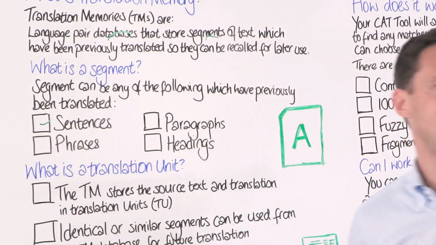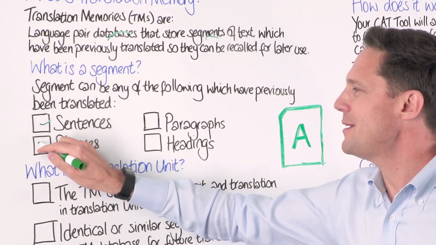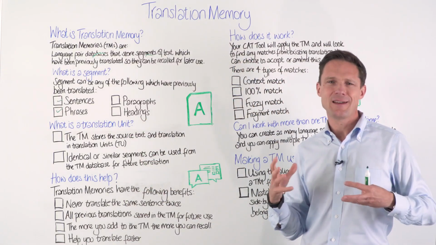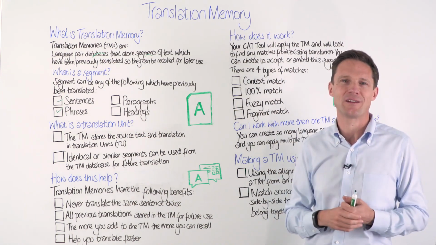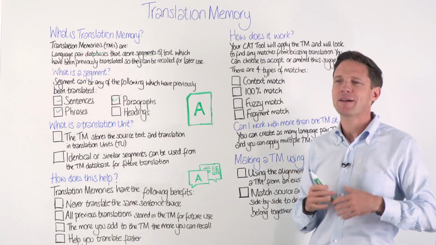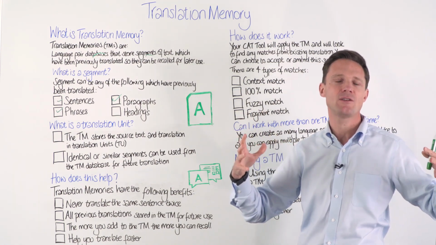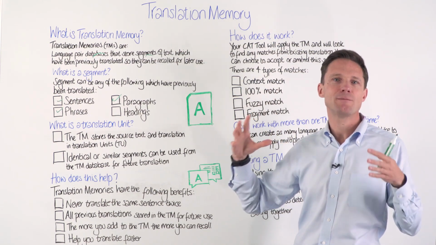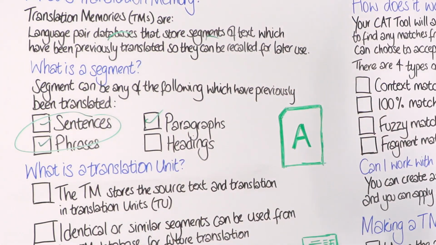It could be a sentence, and this is what you probably relate to the most. It could be a phrase. And actually, there's not much difference between a sentence and a phrase. I think it's a bit of semantics, it's terminology, whatever word works best for you. It could be a paragraph, and a paragraph is a little bit different from a sentence. Typically, a paragraph could be a combination of sentences. And traditionally, in the translation memory, you store these two, sentences and phrases.